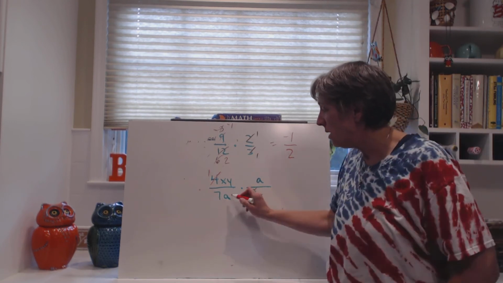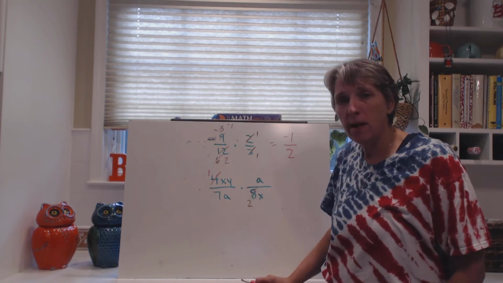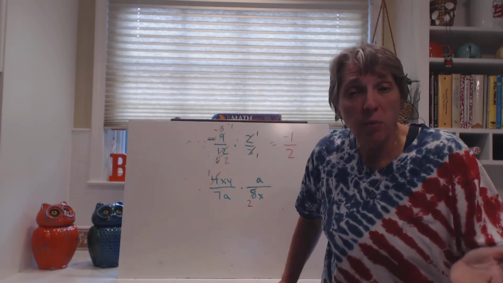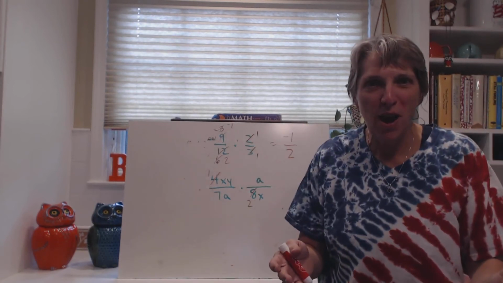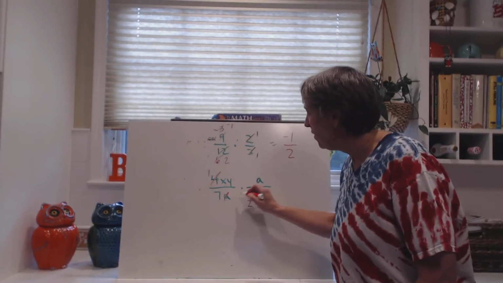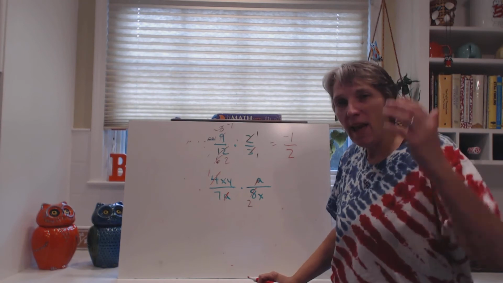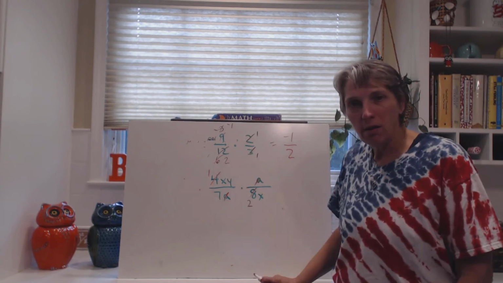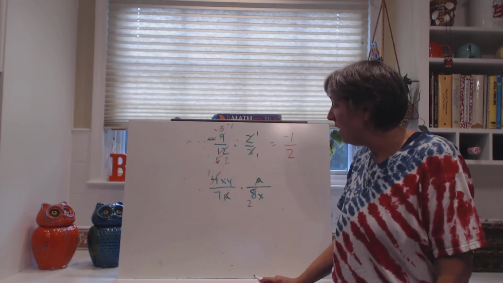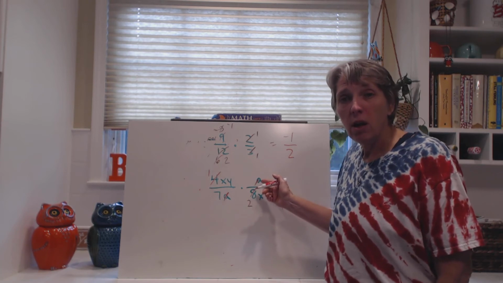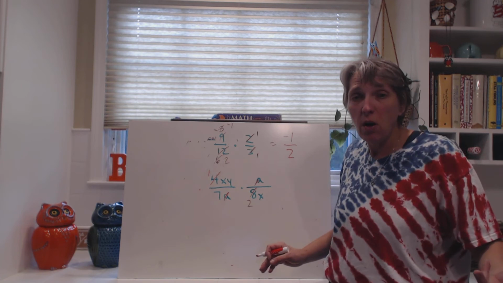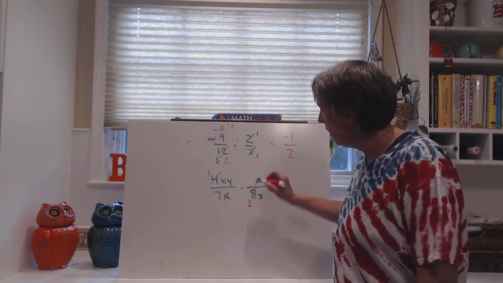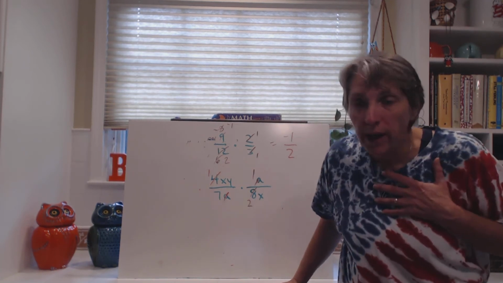But let's look at this. There's an A here and an A here. That's a common factor. We don't know what A is, but we know it's a common factor. So we're going to cancel the A's. It's like having 2 here and 2 here. You're going to cancel them. And that's what's left here. A divided by A is what number? It's not nothing or 0. It's 1. Very good. So we're going to put a 1 there so we don't forget.